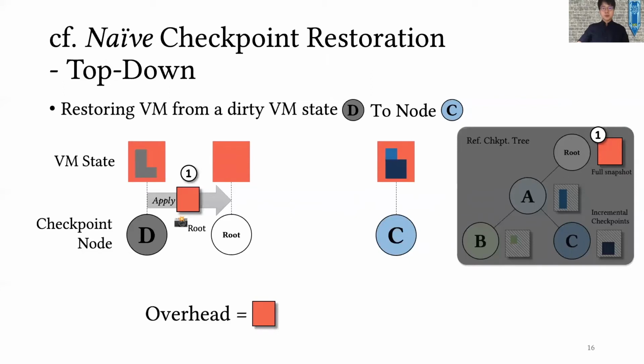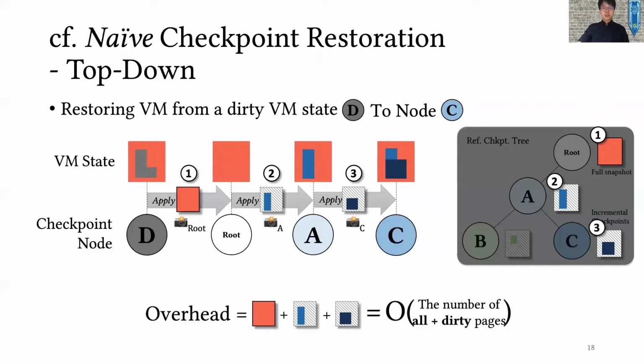In this naive approach, starting from the root node, all the incremental checkpoints on the path from the root to the node C will be restored. So the overhead of this is proportional to the number of all pages plus 30 pages, because the root checkpoint is a full system snapshot, which already contains all memory pages.